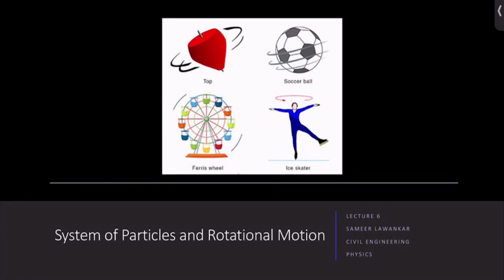So, hello everyone again. This is lecture number 6 from the chapter System of Particles and Rotational Motion. In the previous discussion, we completed the understanding of the concepts of torque and angular momentum. Let's do a few problems related to those concepts, and then let's understand the next concept, that is, equilibrium of rigid bodies. Okay. So this is lecture number 6 from the chapter System of Particles and Rotational Motion. I am Samir Lawankar. Let's begin our discussion.